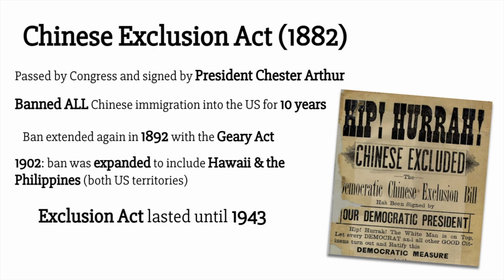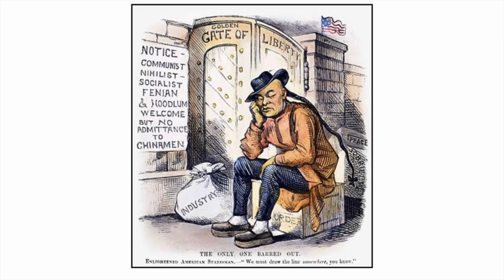And this exclusion of Chinese immigration is going to last until 1943, when it's eventually dropped during World War II as China became an ally of the United States against the Axis powers. But for the better part of about 60 years, immigration from China was essentially ended.